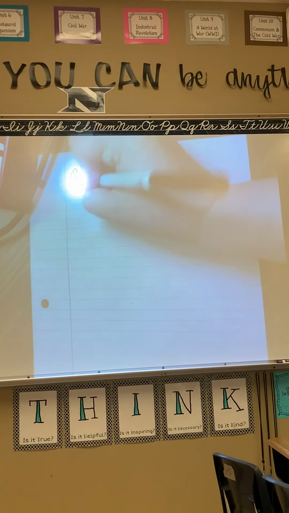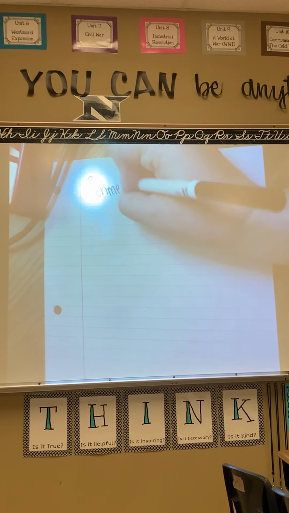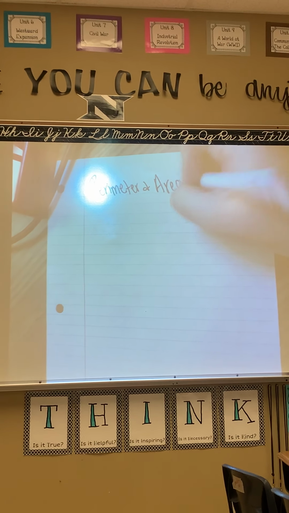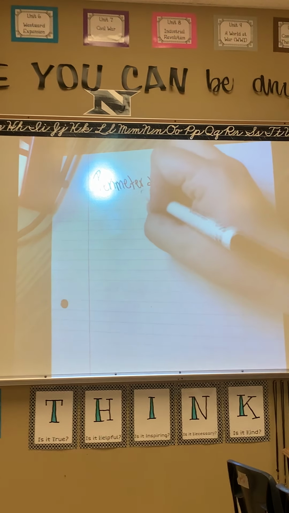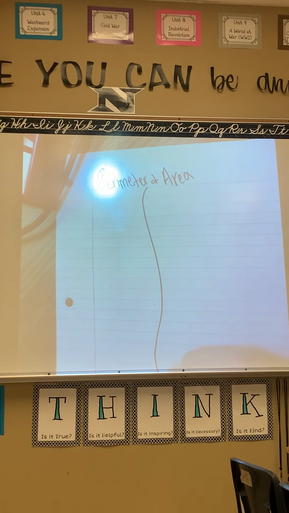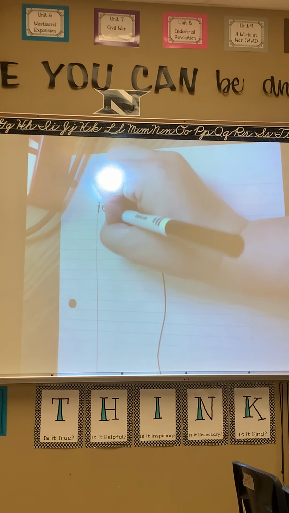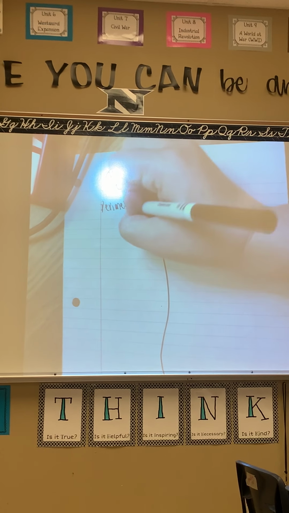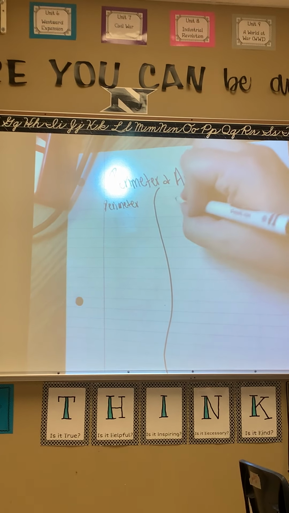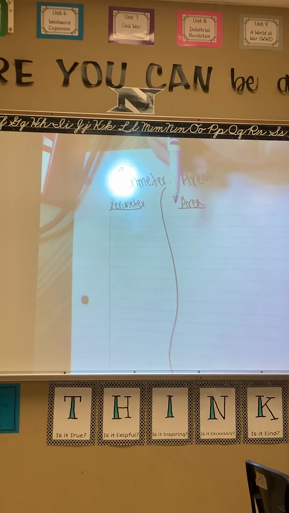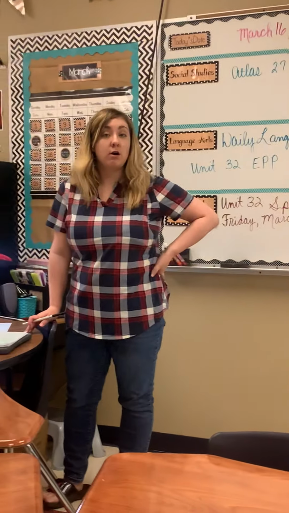So let's get started. First we need to do our title, as always. Perimeter and area. And then we're going to split our page into two sections. We're going to do perimeter on one side and area on the other. And the first thing that we're going to remember is our formula.